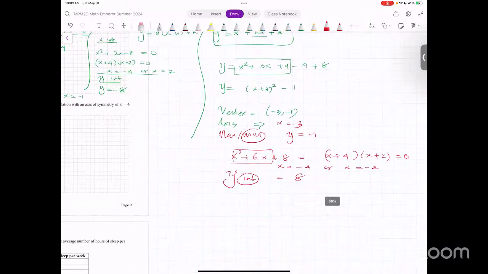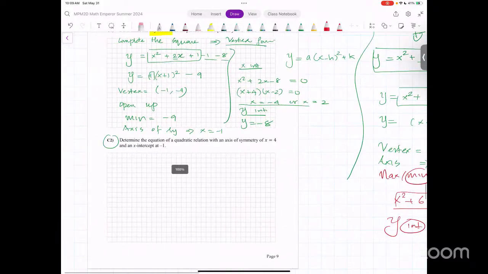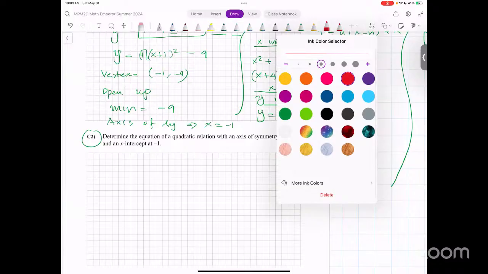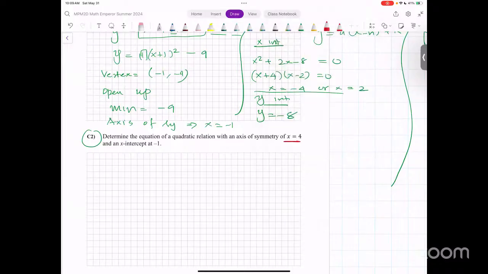All right. So now, this is an interesting question. Determine the equation of the quadratic relation with axis of symmetry x equal to 4 and x-intercept of -1. How do we do that? Well, we know y is equal to a times (x minus h) whole thing squared plus k.